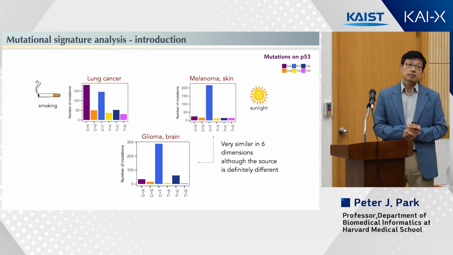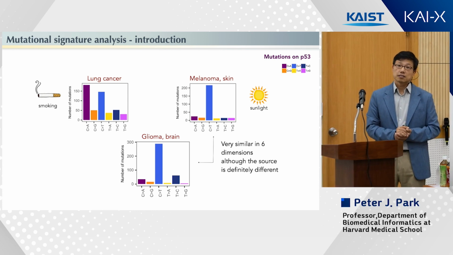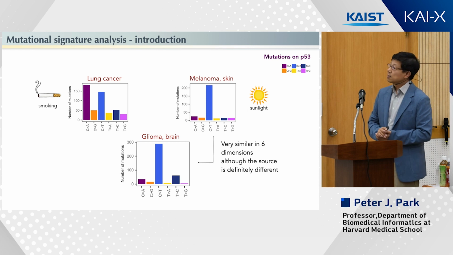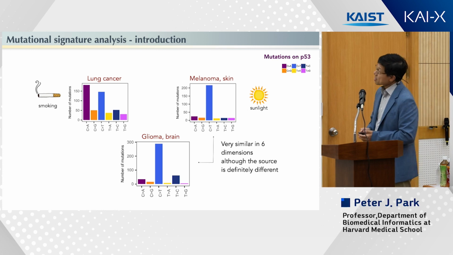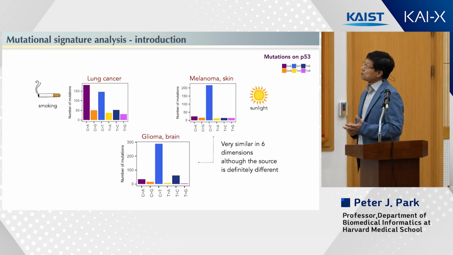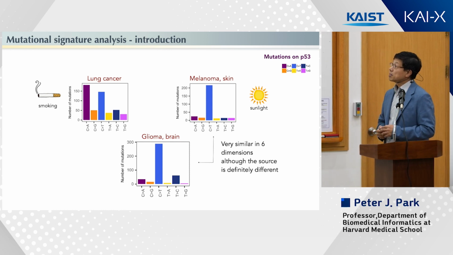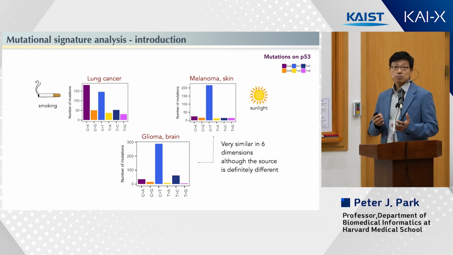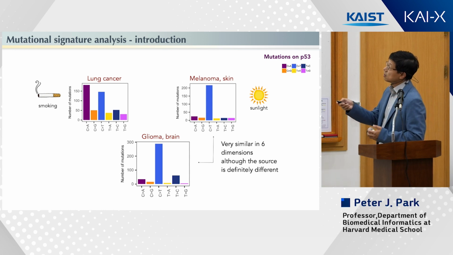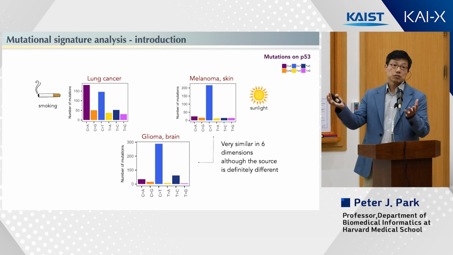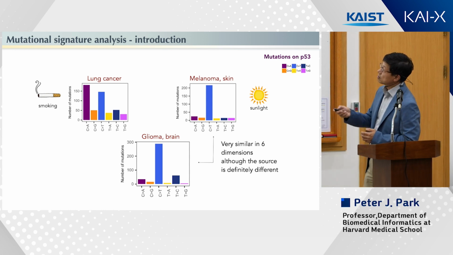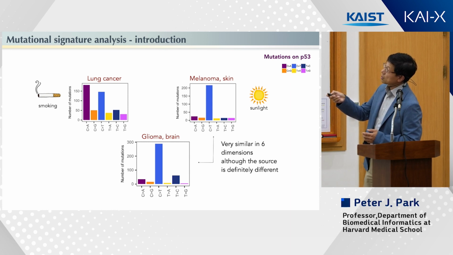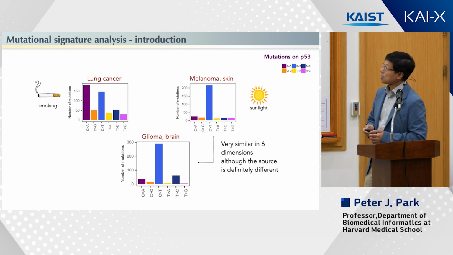Okay, so the main topic is mutational signature analysis. I'll try to motivate that by giving you some examples. I think most of you know that lung cancer and melanoma have different mutational profiles. If you just sequence a patient with lung cancer, you see a lot of C to A substitutions, a lot of C to Ts. If you sequence melanoma samples, you see a lot of C to T, but not much else.